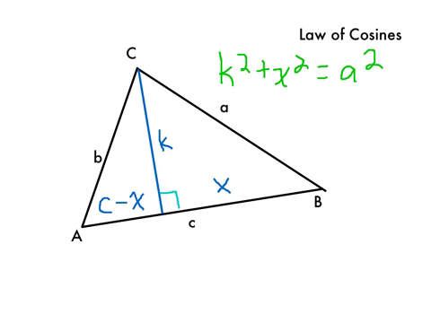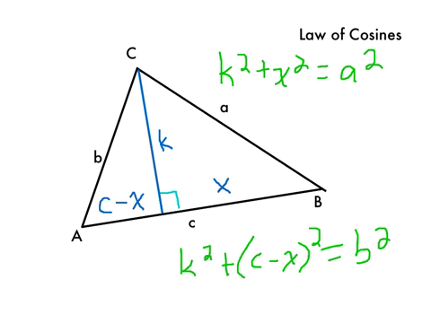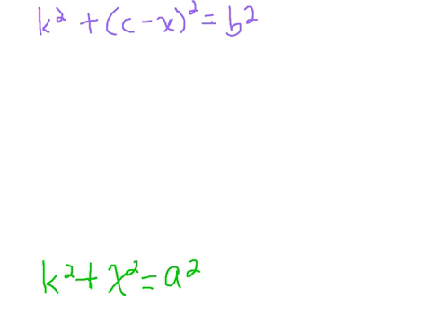The other right triangle that's listed there, if I apply Pythagorean theorem there, I also have k squared, but this time I'm going to have plus the quantity c minus x, quantity squared, and that's going to be equal to b squared. Okay, nothing really terribly magical going on in these equations that we just came up with. I have them set up this way because I want to take a look at what happens if I start to solve these for k squared.